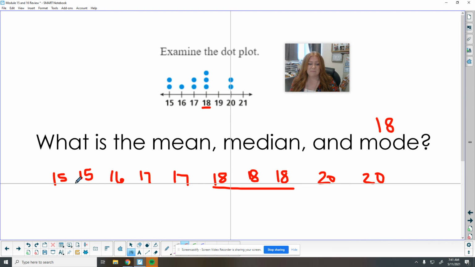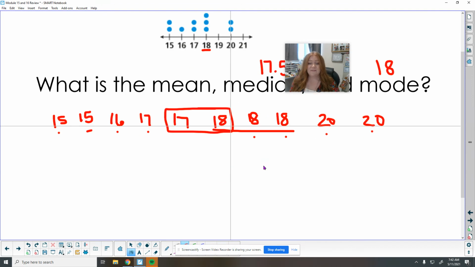So now we want to find the median. So 15 and 20 match, 15 and 20 match, 16 and 18, 17 and 18. So now I'm left with these two in the middle here. So I have 1, 2, 3, 4, 1, 2, 3, 4 on each side. So the middle of 17 and 18 is 17.5. So now we need to find that average.